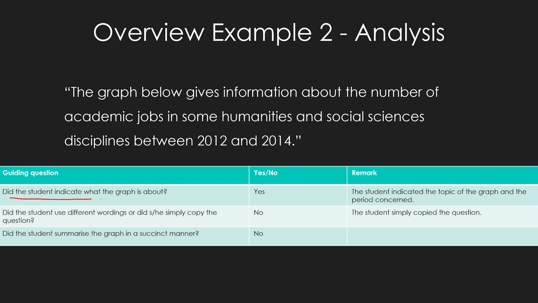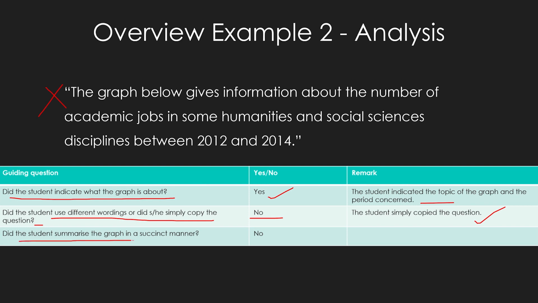So, did the student indicate what the graph is about? Yes, they did. They spoke about what the graph is about. Now, did the student use different wording, or did she simply copy the question? Nope, they simply copied the question. So, what is this? It's bad. That's a bad answer. Don't do that. Don't just copy stuff. You'll lose points.